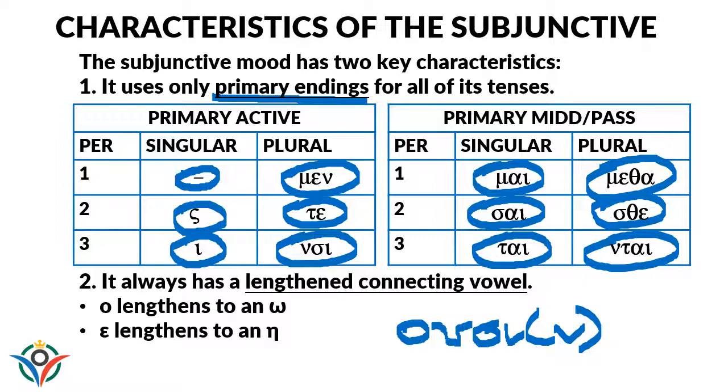And then the second key characteristic of the subjunctive mood, it always has a lengthened connecting vowel. In the indicative mood, we had the omicron and the epsilon connecting vowels. In the subjunctive mood, the omicron lengthens to an omega and the epsilon will lengthen to an eta. Right, so guys, learn these two characteristics that are going to help you to learn the tense forms of the subjunctive mood.